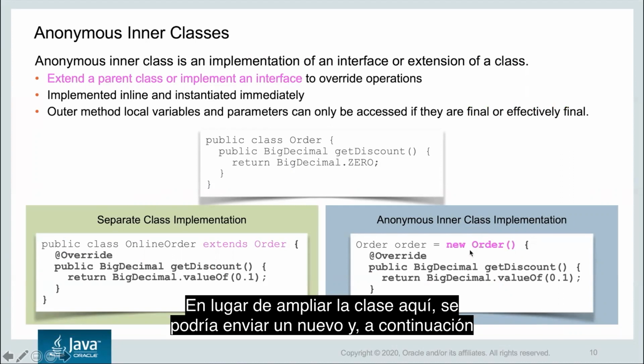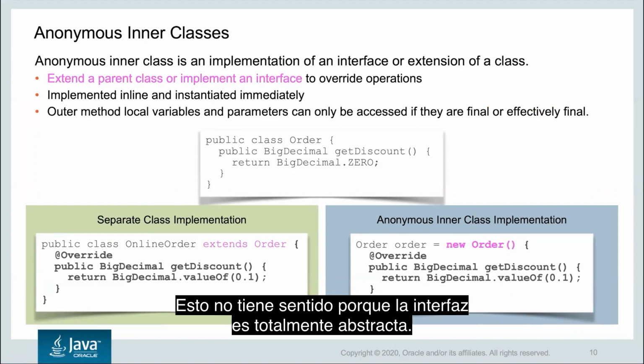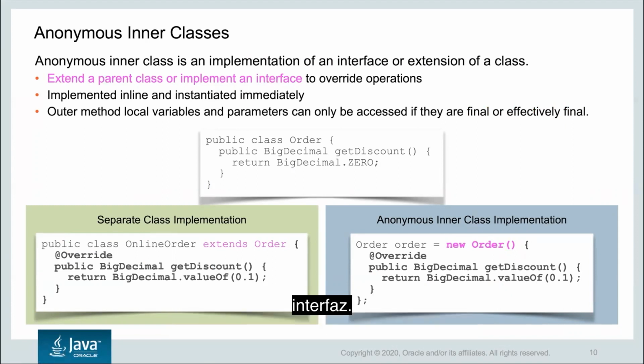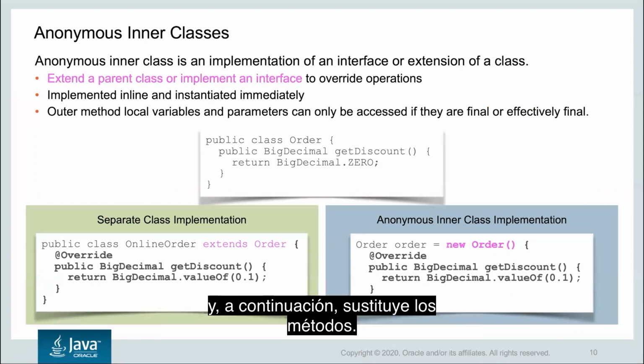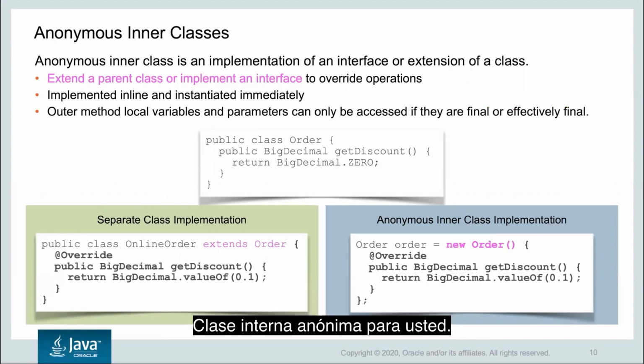Actually, instead of extending the class here, you could say new, and then the name of the interface, and then that body. Well, how come you can instantiate the interface? That doesn't make any sense, because an interface is totally abstract. Well, if you then provide a body for it, that body will be the class that implements that interface. An anonymous class doesn't have a name, but it implements a given interface, and then you override the methods, whichever methods you need to override in that interface. That's an anonymous inner class for you. So, a really useful technique.